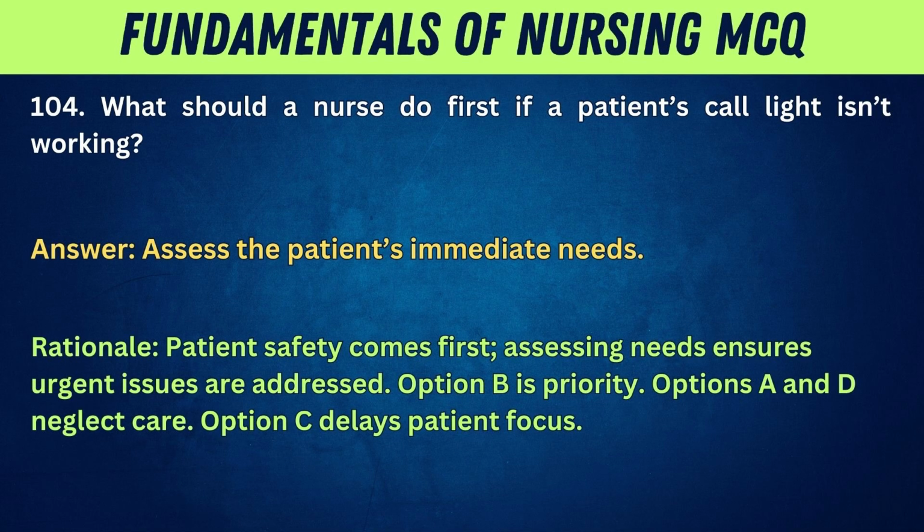Answer. Assess the patient's immediate needs. Rationale. Patient safety comes first. Assessing needs ensures urgent issues are addressed. Option B is priority. Options A and D neglect care. Option C delays patient focus.